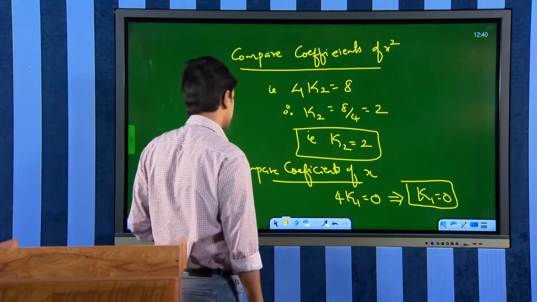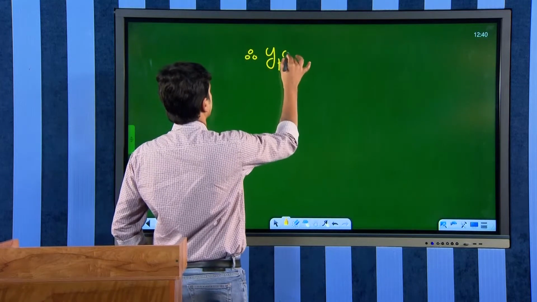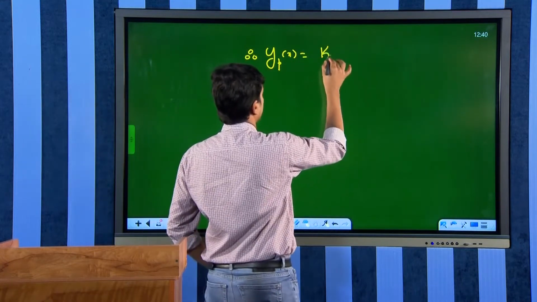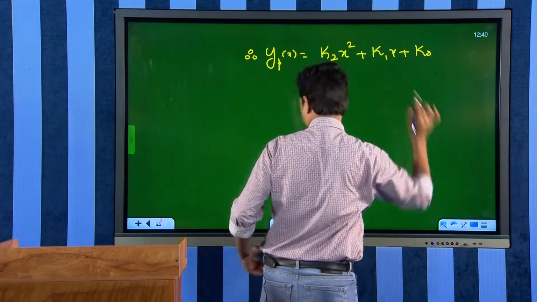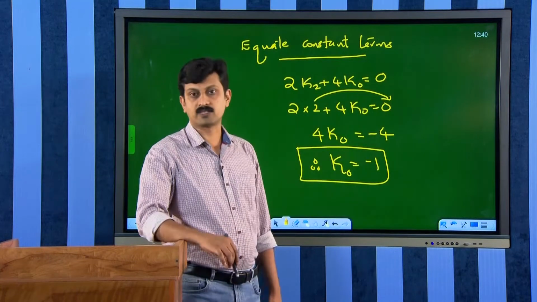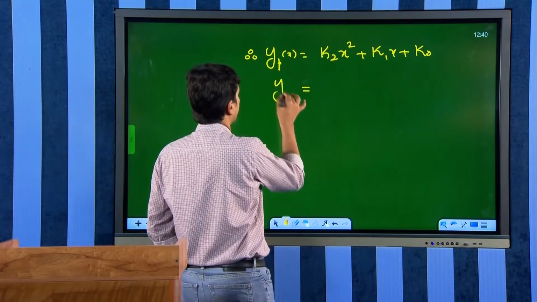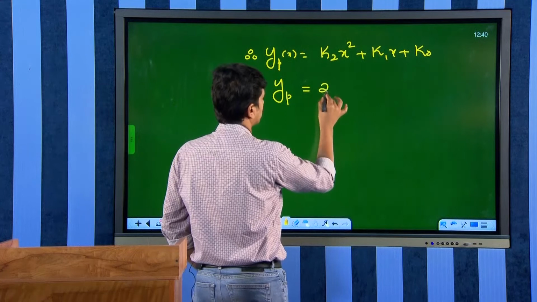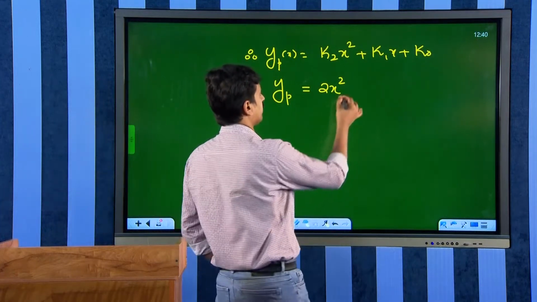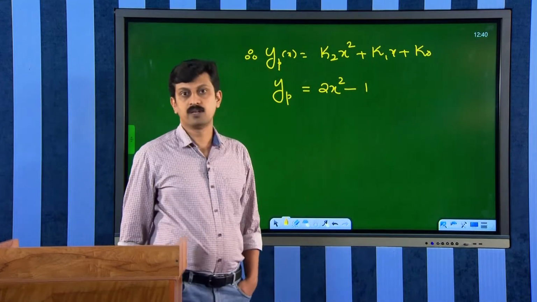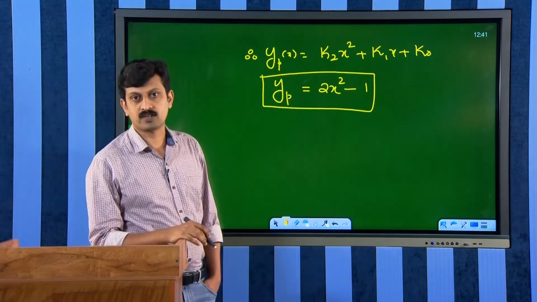Therefore, yp of x is equal to k2x square plus k1x plus k naught. We found k naught is equal to minus 1, k2 is 2, so we have 2x square. Since k1 is equal to 0, the term containing x will not be there, and k naught is equal to minus 1. Therefore, 2x square minus 1. So we found yp as 2x square minus 1.